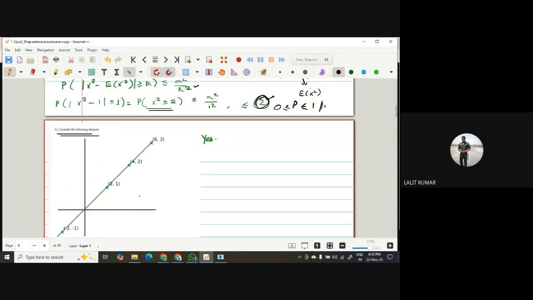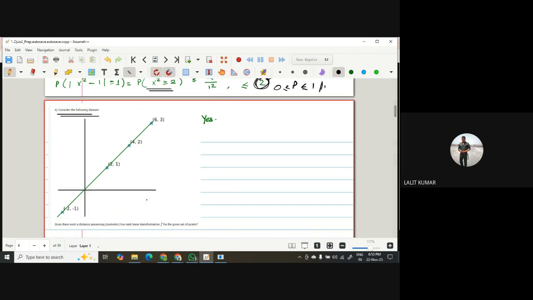Next question, question number 6, was a straightforward question. You can see that all the points are on the same line, and they can be easily transformed. So we don't require that isometry. They can be transformed by a normal linear transformation.